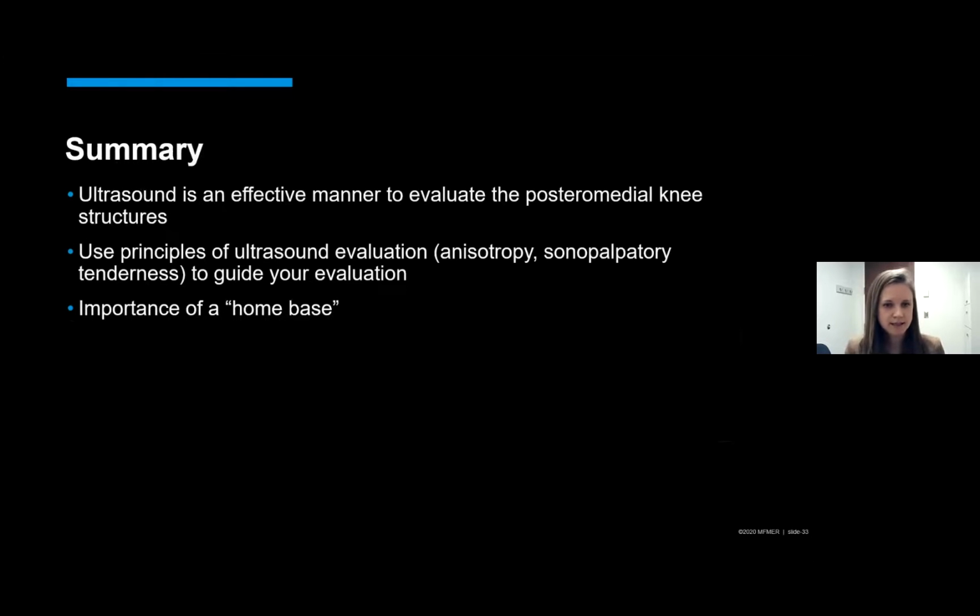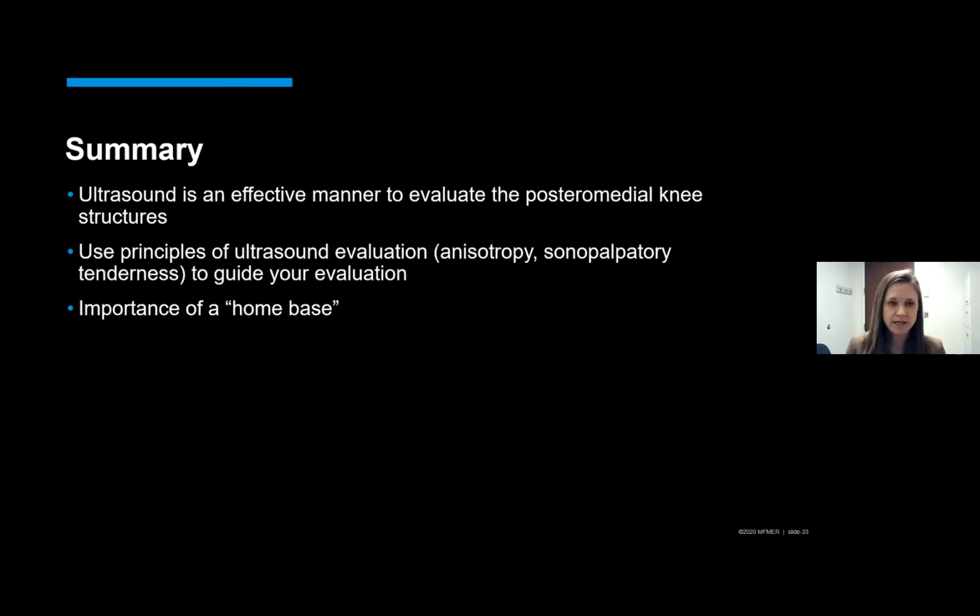So I wanted to end this discussion with just some summary points that this case and protocol touch on. So one, ultrasound is a great way to evaluate the posteromedial knee structures, especially those structures that are extra-articular. Two, there's huge value in using the principles of ultrasound to help guide the evaluation. So with the posteromedial knee, there are several structures that are prone to anisotropy. So keeping that in mind or using it to our advantage is really helpful.